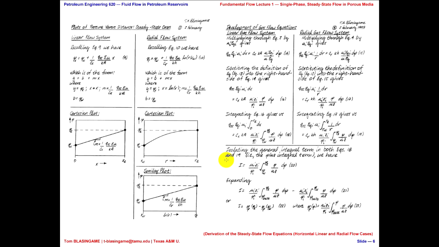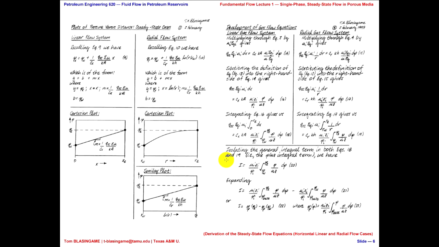So we've already had a small discovery. The small discovery is that for the linear flow case, we have a constant pressure gradient, assuming constant fluid properties. And for the radial flow case, the highest gradient is at the wellbore. Seems trivial, but it's worth mentioning.